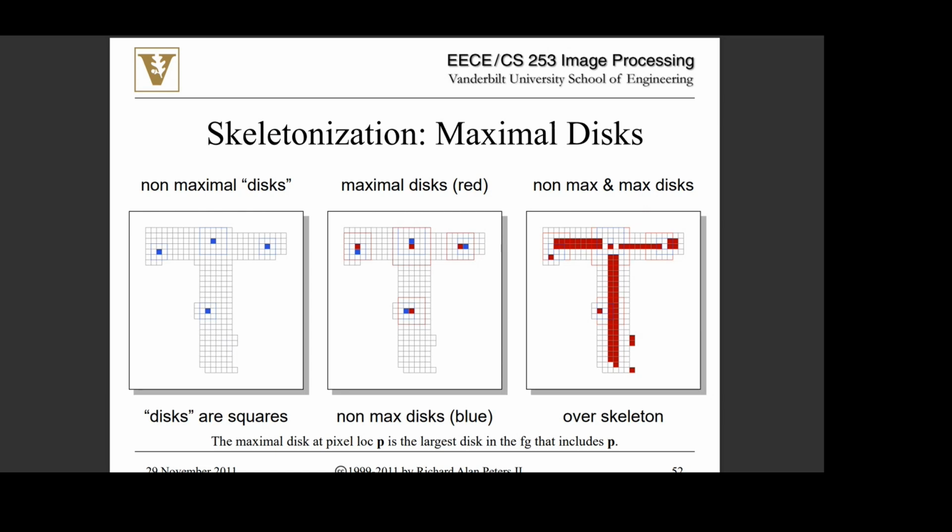And here you have the corresponding ones. So for this blue disk, this red one is the one that fully contains the blue one, and that is bigger than it.